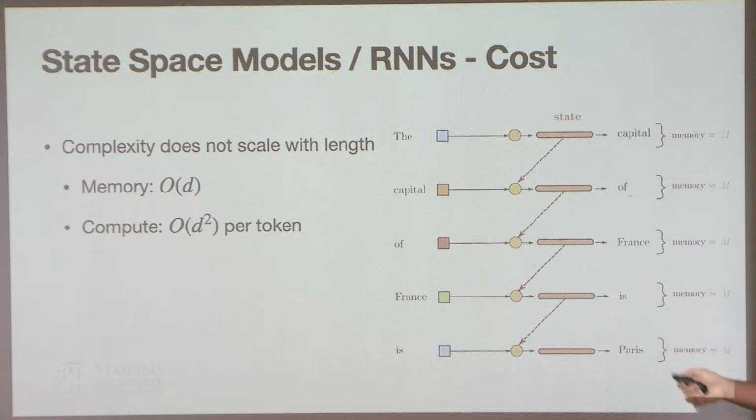So far, this is just trying to measure the cost of transformers versus state space models or recurrent models. And there's something very nice about state space models, and I guess this is the main reason that people want to go back to them, is that they're more efficient at inference.